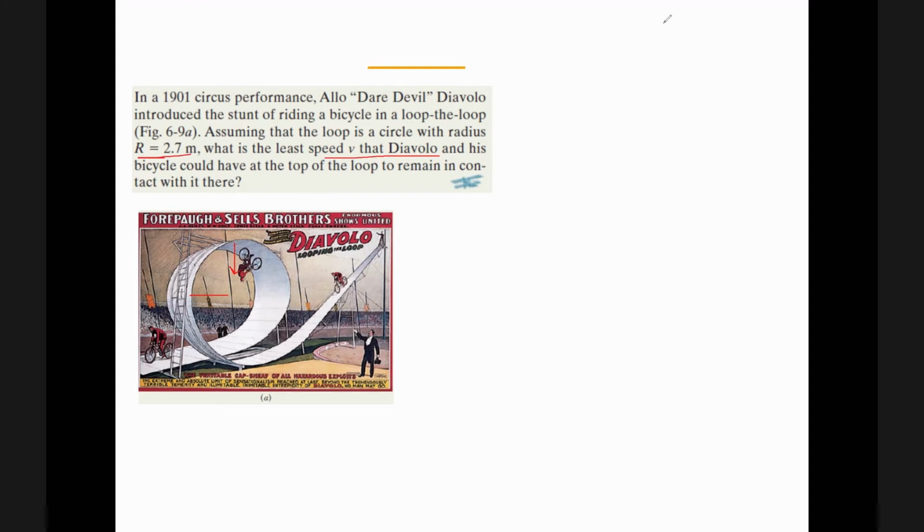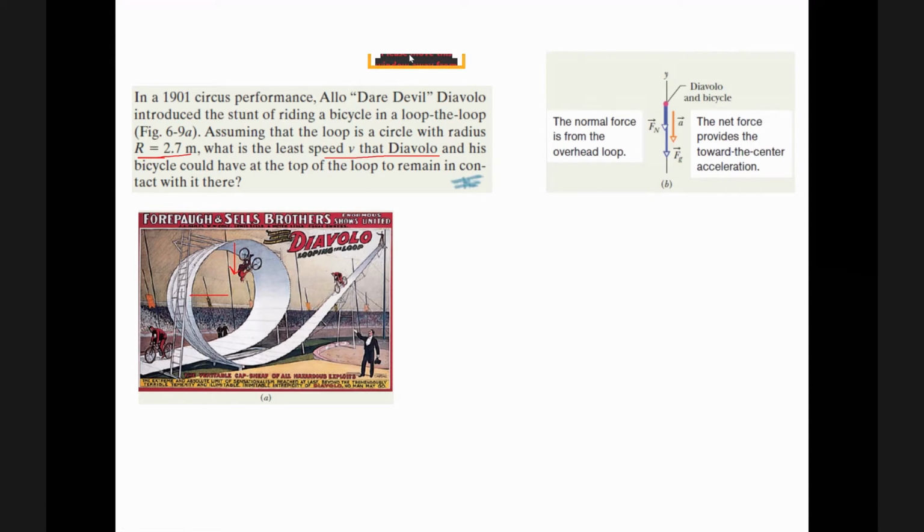So let's see. First of all, let's analyze his motion when he is on top. When he's here, what are the forces affecting the man? I have gravity and I have normal force. So I have F gravity and I have F normal. F normal is down. Why? Because here is the surface.